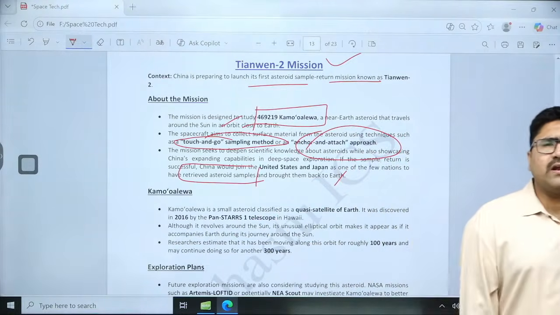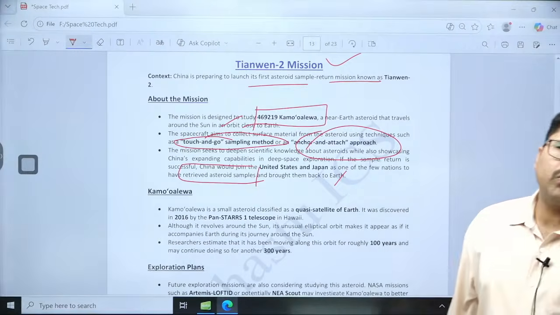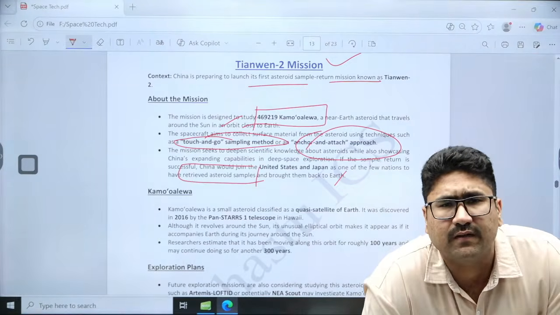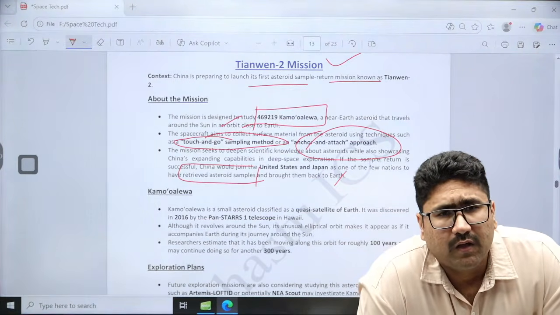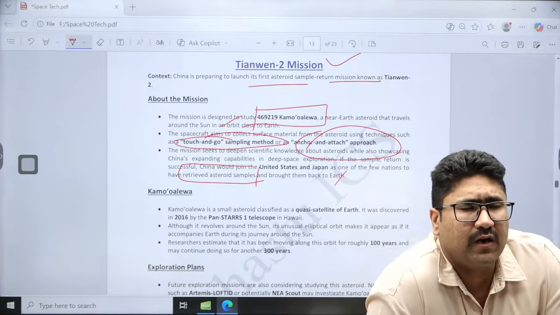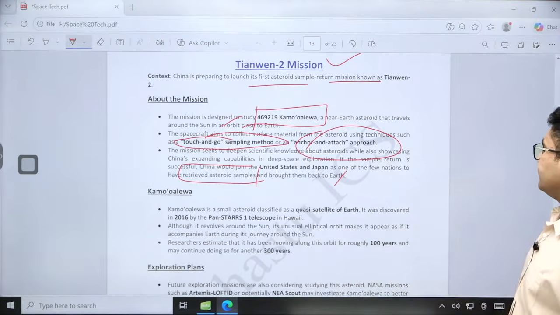अभी तक और किसी ने नहीं किया है, इंडिया ने भी नहीं किया है, वर्ल्ड में सिर्फ दो कंट्रीज ने किया है, that is USA and Japan. The third country will be China.